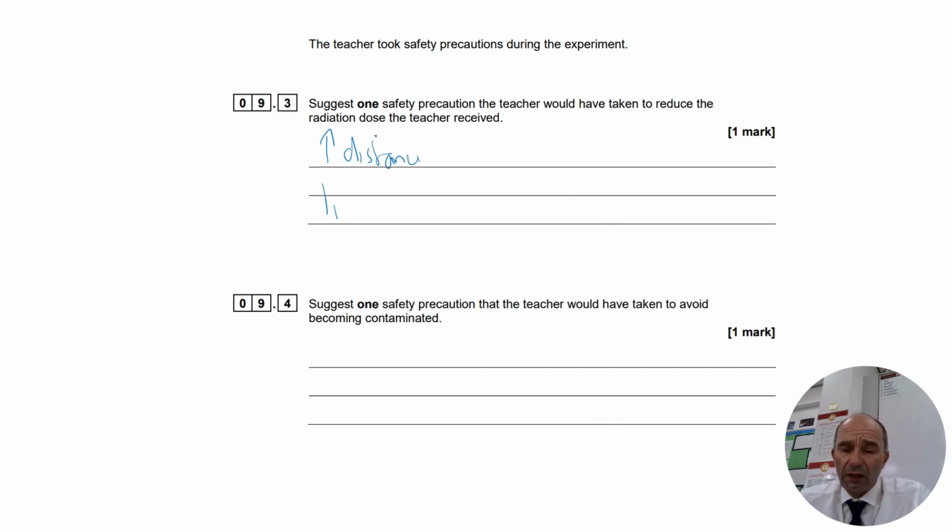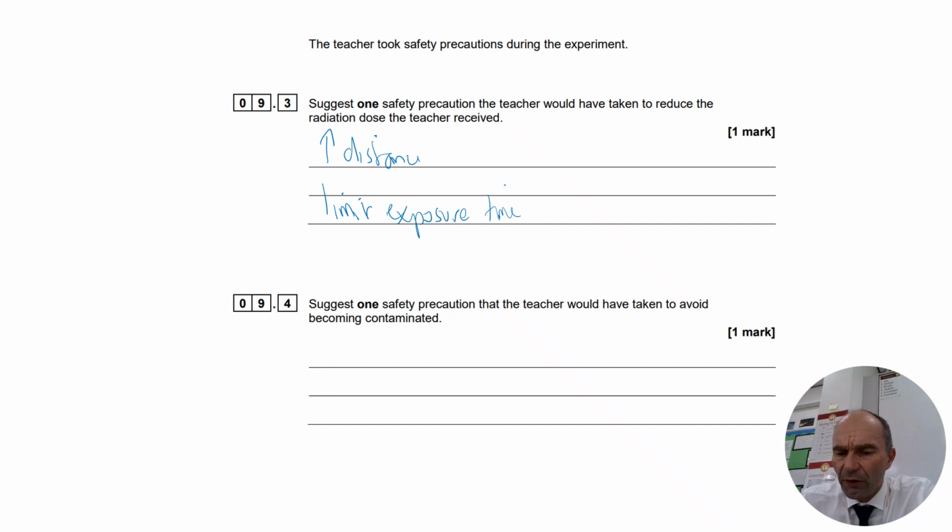Another good one is limit exposure time. You could use tongs and forceps. You could wear a lead apron, which probably is quite expensive, so it's probably not practical in school. Stand safely behind a safety screen. So there's lots of common sense things. Point the source away from the teacher as well could be another good one.